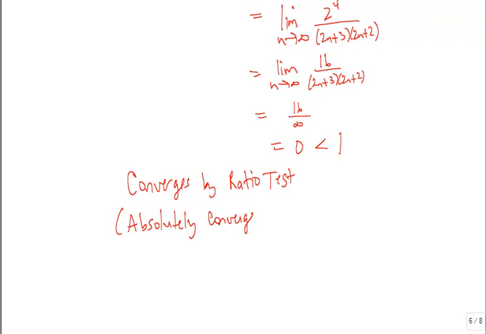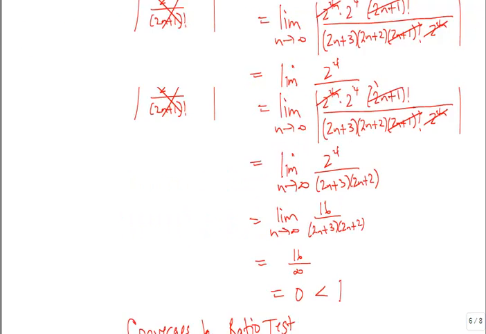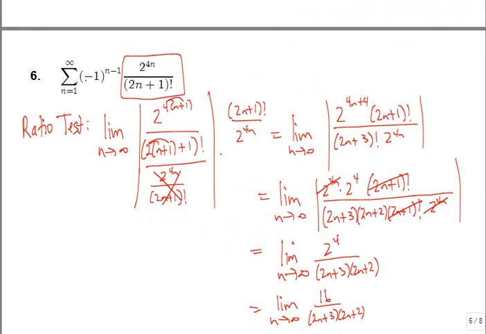Because when we apply the ratio test, we are taking the absolute value and ignoring that alternating piece altogether. So we showed that even if that -1 to the n minus 1 wasn't even there, it would converge. Therefore, if it has that alternating piece, it's just going to converge as well. That's that absolute convergence theorem.